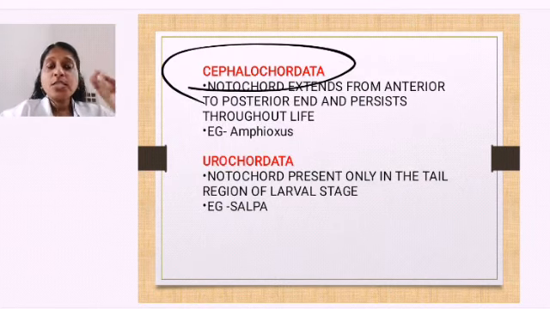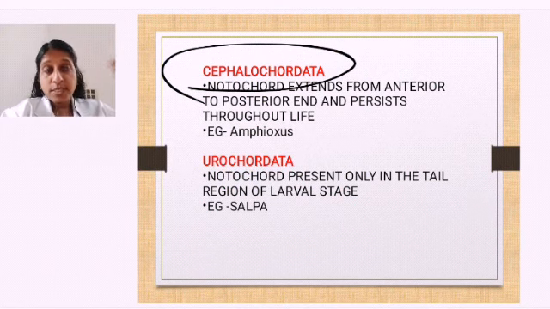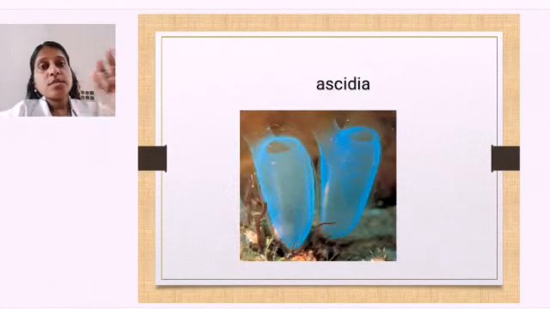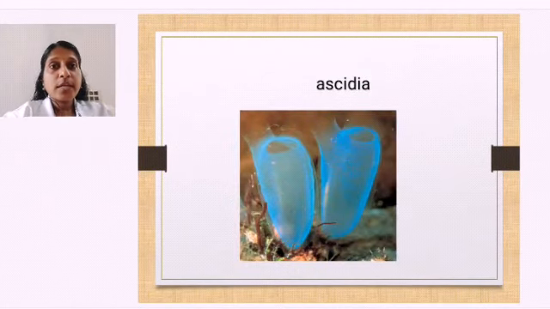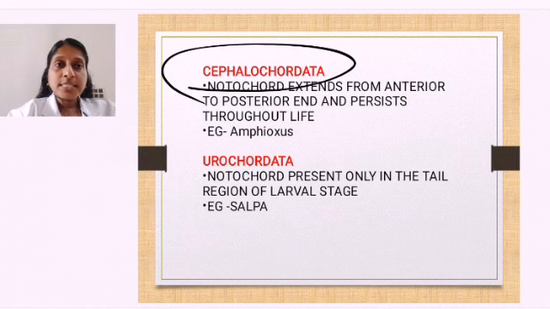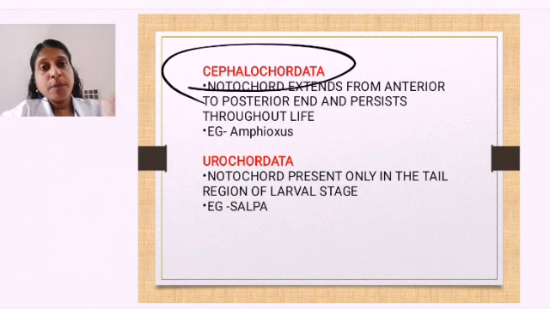Urochordata. In these chordates, the notochord is present, not like non-chordates, which do not have a notochord. Here they have a notochord, but only in the tail region, and that too in the larval stage, not throughout life. During the larval stage, on the tail region, the notochord is seen. So this is the example for Urochordata, where the notochord is seen during the larval stage. The example given is Salpa. Okay, now moving on to Vertebrata.